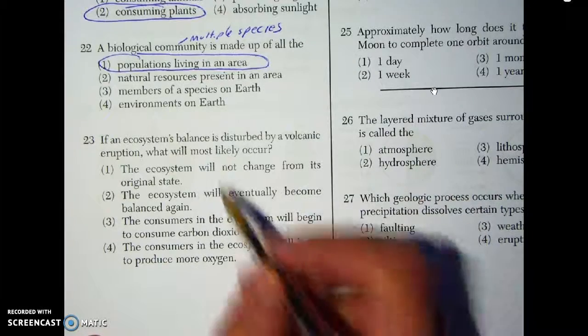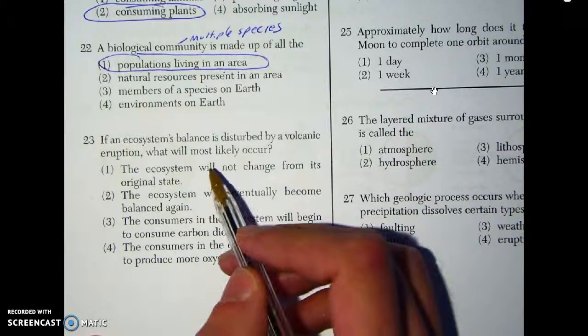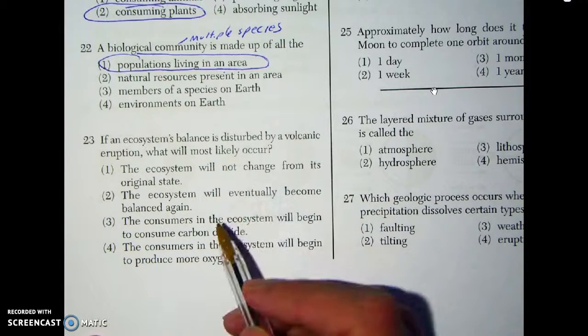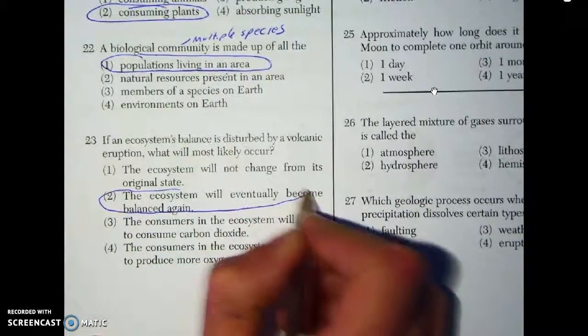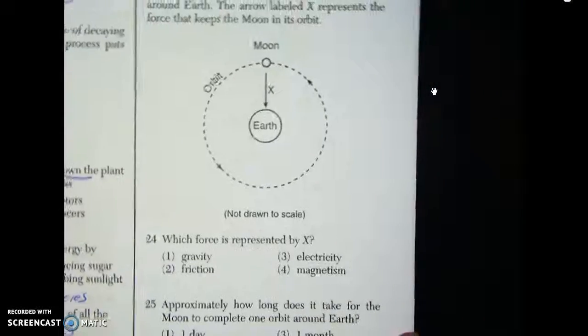Here's 23. If an ecosystem's balance is disrupted by a volcanic eruption, the most likely change would be that the ecosystem over time will become balanced again. The volcano may destroy a lot of wildlife and habitat, but eventually things will recover. We'll get plants regrowing. Things will come back and return to normal. Okay, let's go up to question 24.